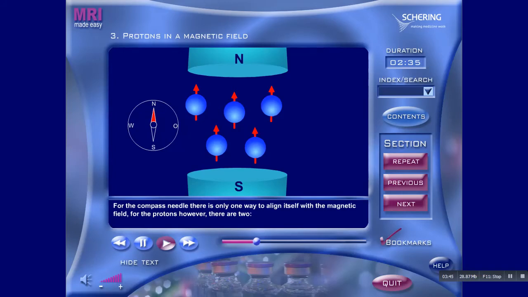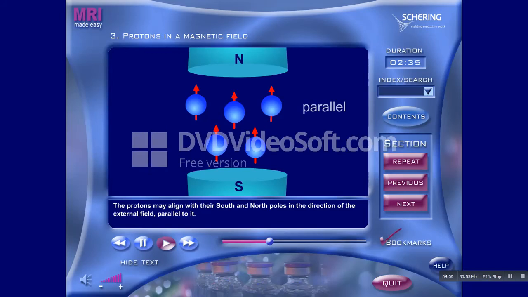For the compass needle, there is only one way to align itself with the magnetic field. For the protons, however, there are two. The protons may align with their south and north poles in the direction of the external field, parallel to it, or they may point in the completely opposite direction, antiparallel.